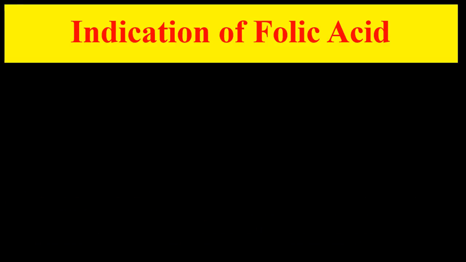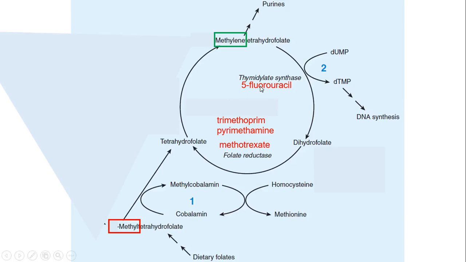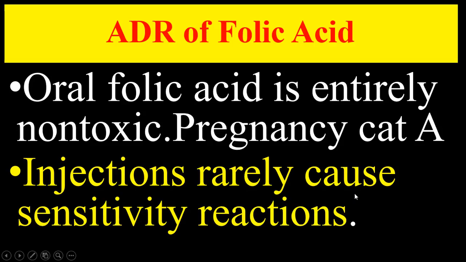Similarly, 5-fluorouracil will stop thymidylate synthase, so it may stop the DNA formation even in the normal cell. So to facilitate the normal cell, we give this folic acid, even in the case of 5-fluorouracil.